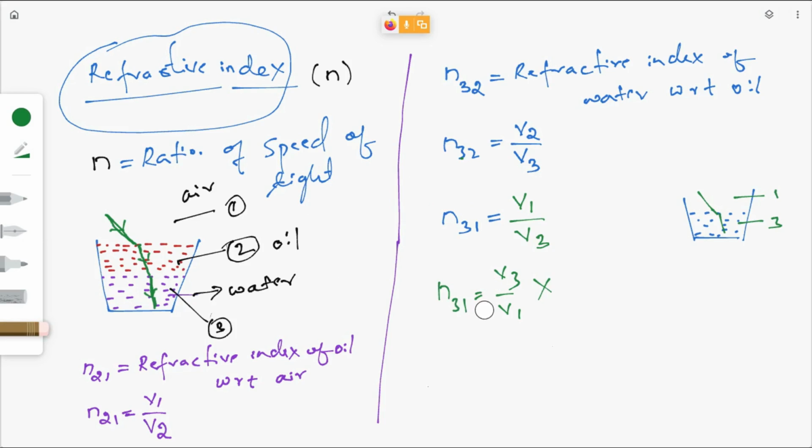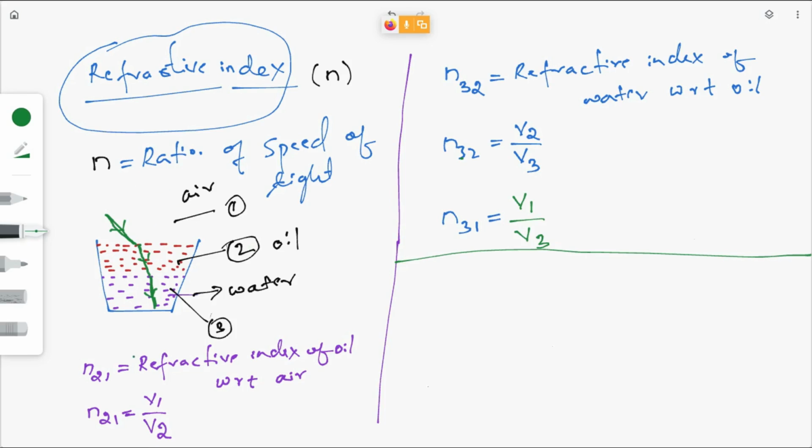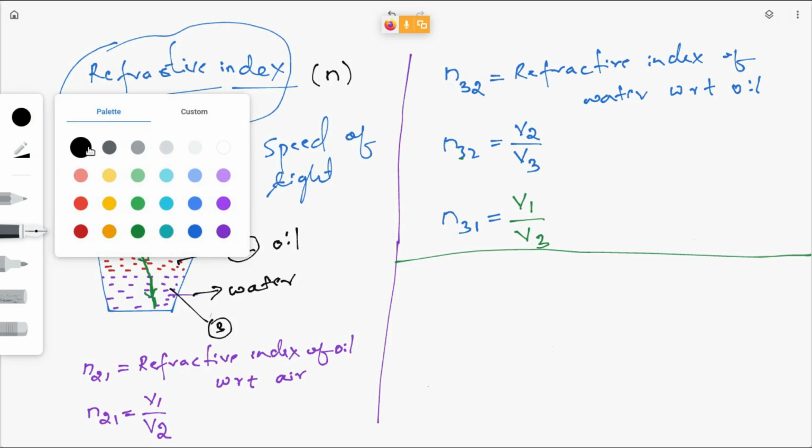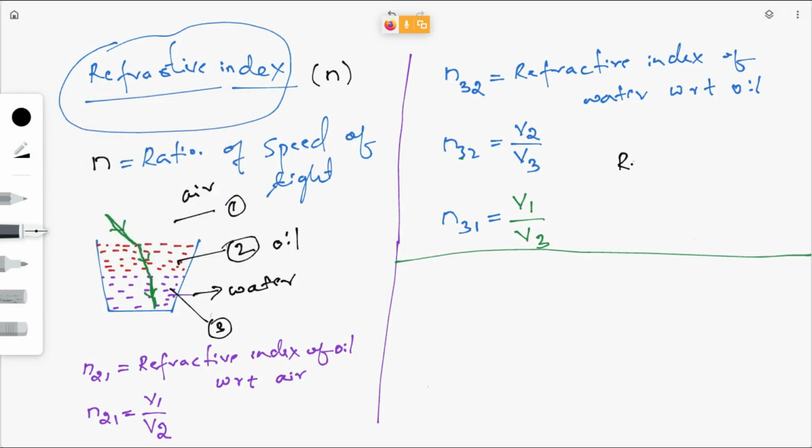Don't do this. N31 is not V3 by V1. N31 is opposite, V1 by V3. This refractive index, this ratio N32, N32 and then N31, N21, these are called relative refractive indexes. Okay, just remember this one. These are called relative refractive index.